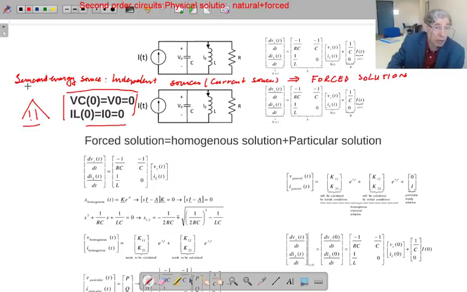So you are using this second energy source, this source. We are going to find this solution. That's the forced solution. Already we found the natural solution. Add them up, and that is the solution of this given circuit, which includes the initial conditions and the independent source in it.